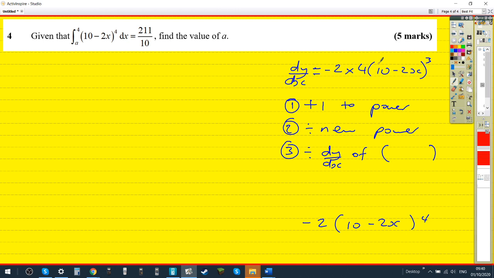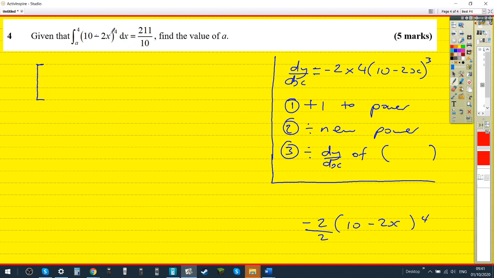So you differentiated it by multiplying by the power, subtracting 1 from the power, and multiplying by the derivative of the function inside the function. You do the reverse to integrate it. Add 1 to the power, divide by the new power, and divide by the derivative of the function inside the function. Okay, so I'll try that. So I now need to divide that by minus 2. Yeah, so that's just practice.